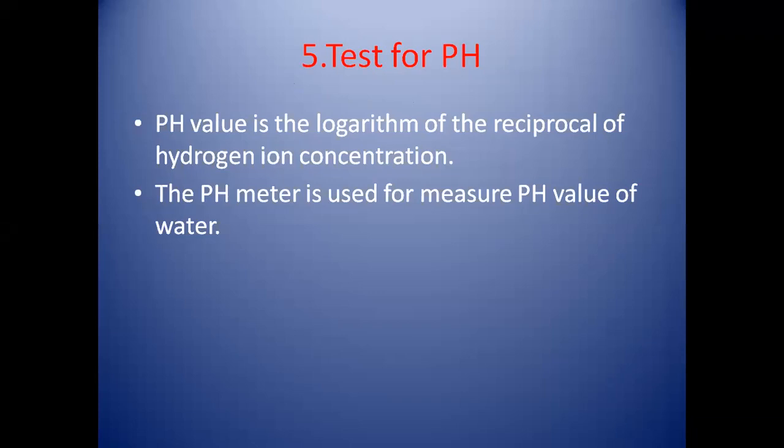Now see what is the pH value of water. The pH value is the logarithm of the reciprocal of hydrogen ion concentration, that is, the log of the reciprocal of hydrogen ion concentration. The pH value indicates the hydrogen ion concentration in the water. The pH meter is used to measure the pH value of water.